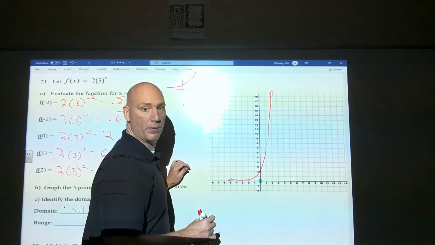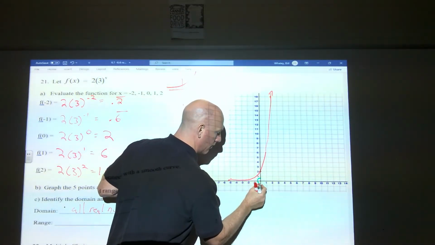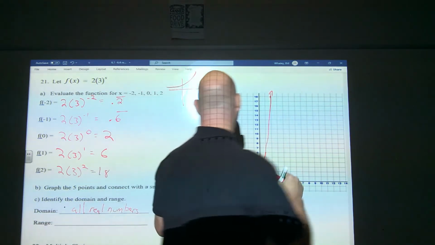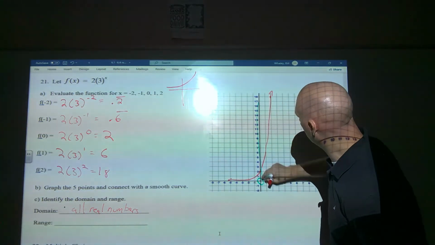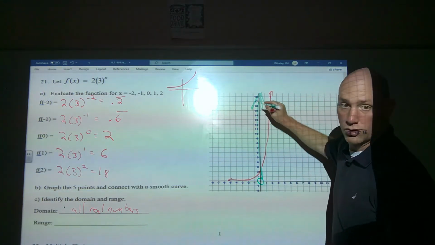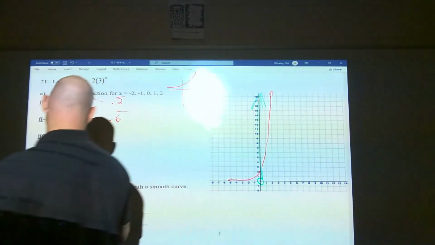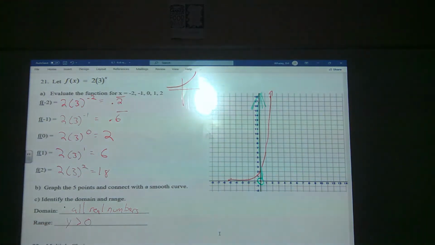So that's why I put an open circle there. You can't really see that on the screen. Let me do that again. There's an open circle at 0. Now, you see the picture of my graph exists up here with all of these y's. So in other words, my graph represents all of the y's greater than 0.